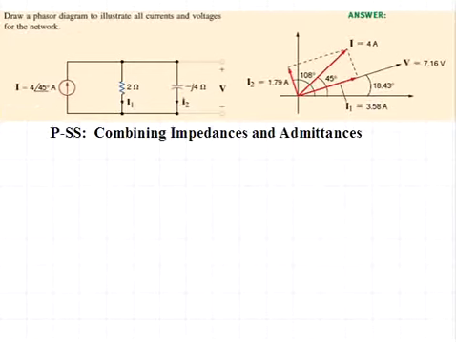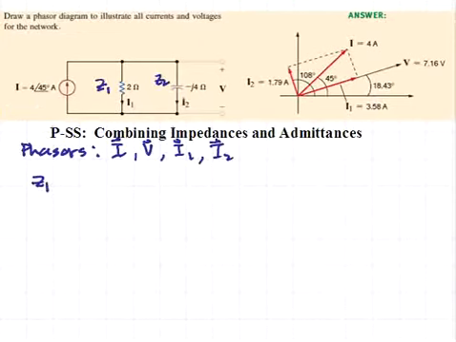So the phasors which we'll be looking for are the current source, which is given in the problem, the voltage developed across the two parallel elements, and the currents flowing in those impedance elements I1 and I2. We'll call the 2 ohm resistor impedance Z1 and the 4 ohm impedance in the capacitor Z2.